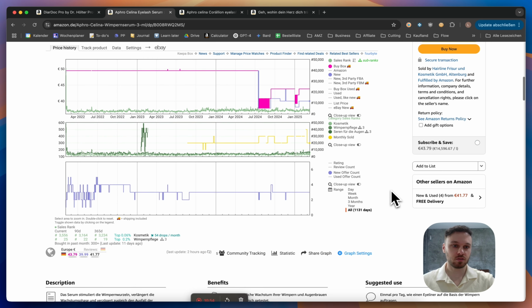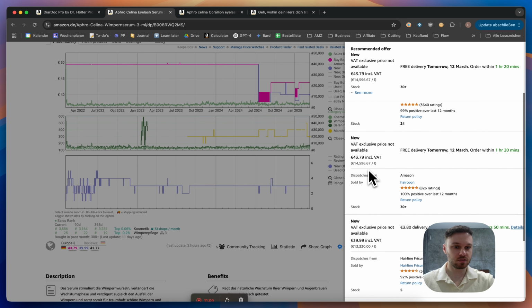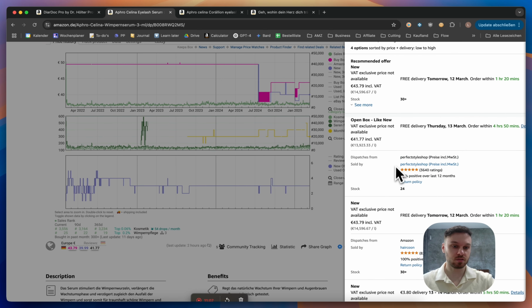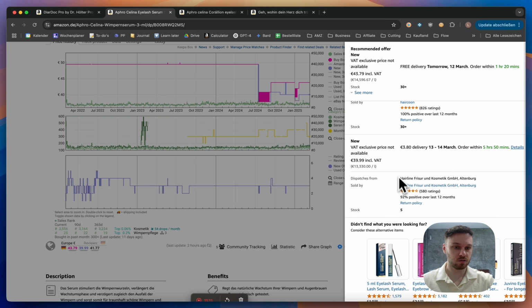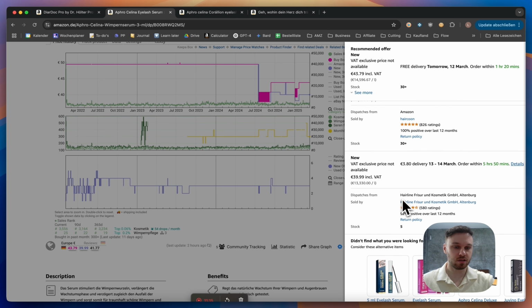What I will check out now is, okay, who are the sellers of this listing? For example, it's this Haircoon guy. This seller right here is only selling used items. These 2 sellers, the Haircoon guy and the hairline guy, are basically selling this product as new.